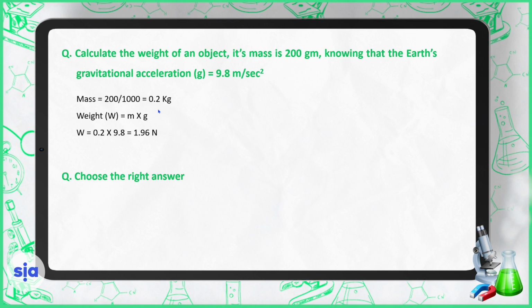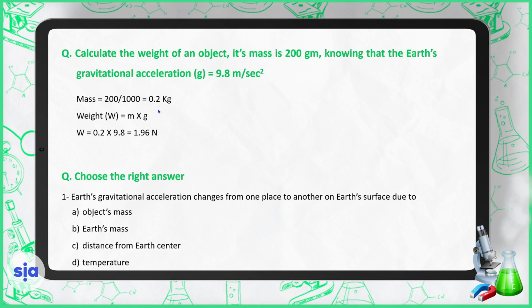Now choose the right answer. Earth's gravitational acceleration changes from one place to another on Earth's surface due to the object's mass, Earth's mass, distance from Earth's center, or temperature. It is the distance from Earth's center.